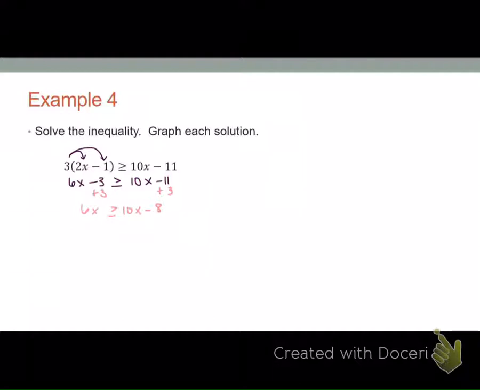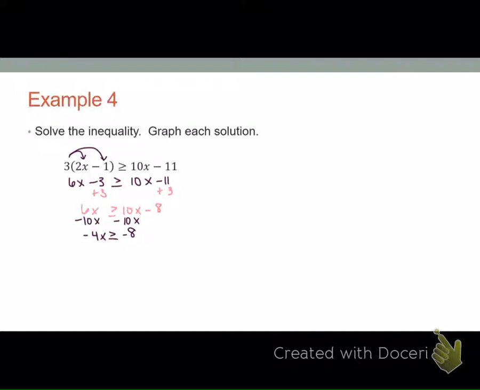Connor, now what would you do? Subtract the 10x. Lamar, what would I do now? We're trying to get x alone. What is happening? What operation is connecting the negative 4 and the x? Is that addition, subtraction, multiplication, or division? Be careful, they're touching and that's multiplication.